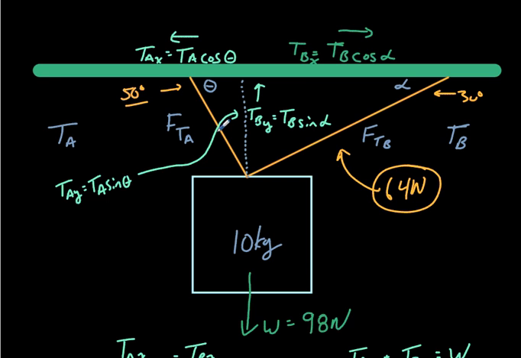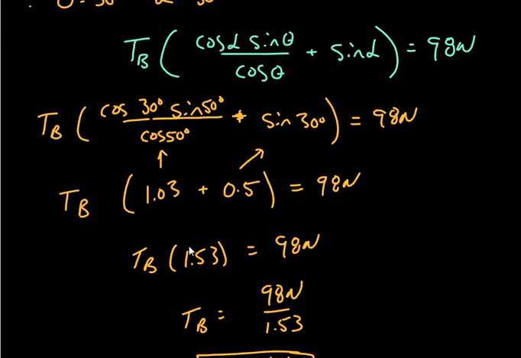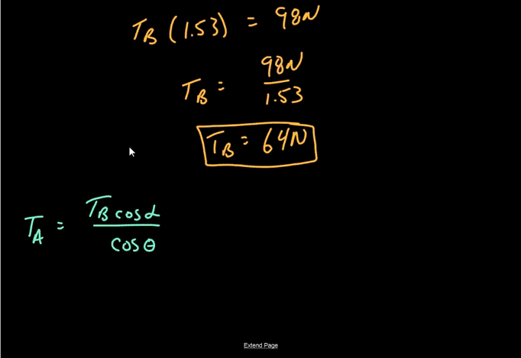Okay, now we have to find TA. TA is actually a little easier to find because you made this before, didn't you? So let's just grab this, bring it down, and use it over here. You know this is true, right? So we can just solve for TA by plugging in our values for TB and our angles. You don't have to go through the whole rigmarole again. So we've got 64 newtons, alpha was 30 degrees, and theta was 50 degrees. And I get 86 newtons for that.